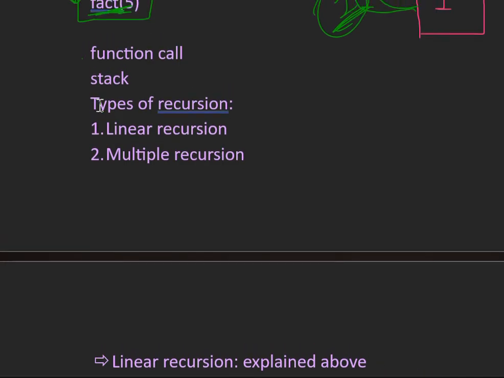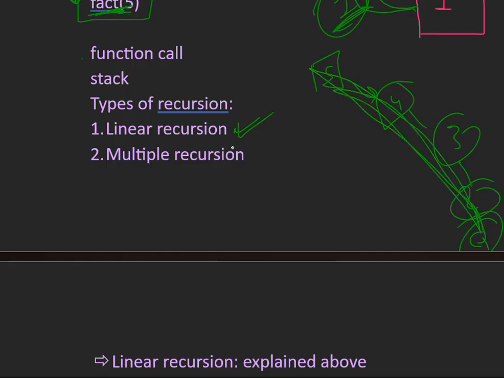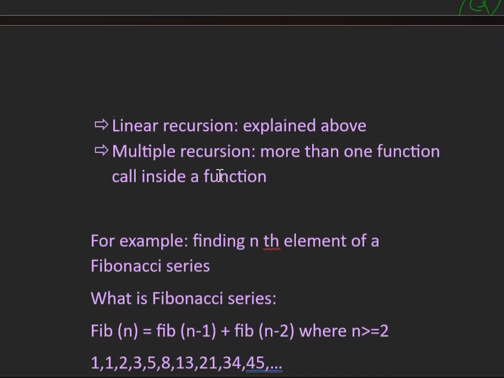Okay, so what are the types of recursion? There are two types of recursion. One is linear recursion. In the above example, 5 is calling 4, is calling 3, is calling 2, is calling 1. If you see it as a line, it's a linear recursion. The other is multiple recursion. We will see both these types in detail.